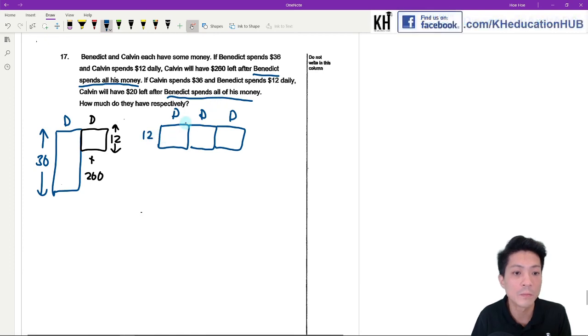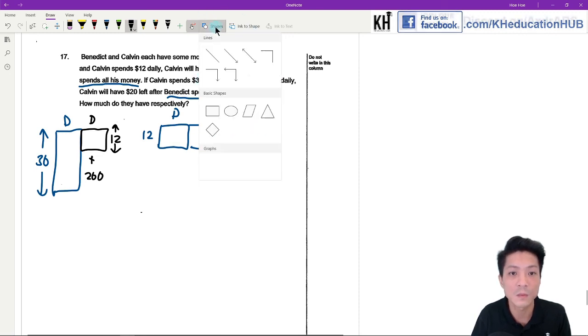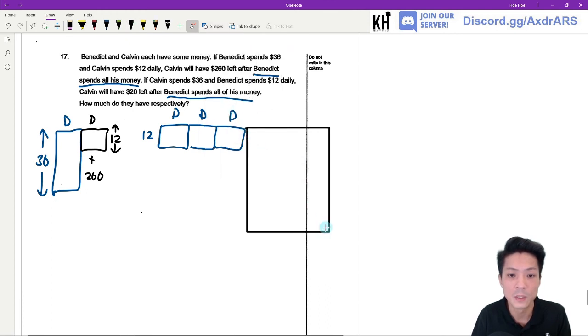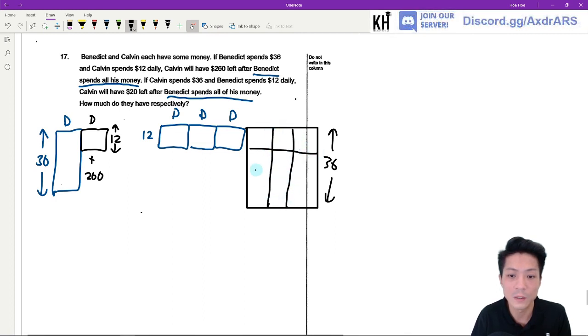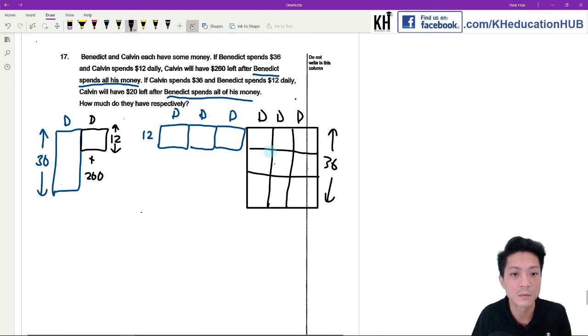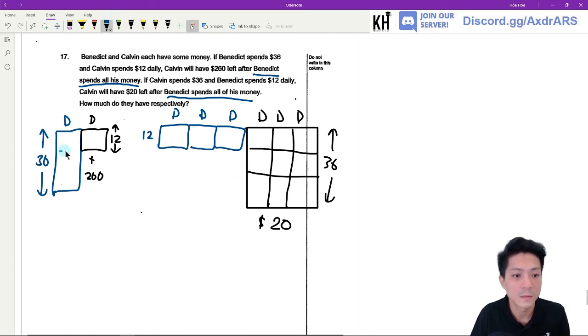So this will be for Benedict, and that means since Kelvin is spending $36 a day, right? I'm going to use the shape. This will look something like this, 3 times. I'm going to cut. This is 36. So you can cut it into 9 equal parts. D, D, D, and Kelvin will have $20 left. This part I can also cut up into 3 equal units, and I can let this be the 1 unit.